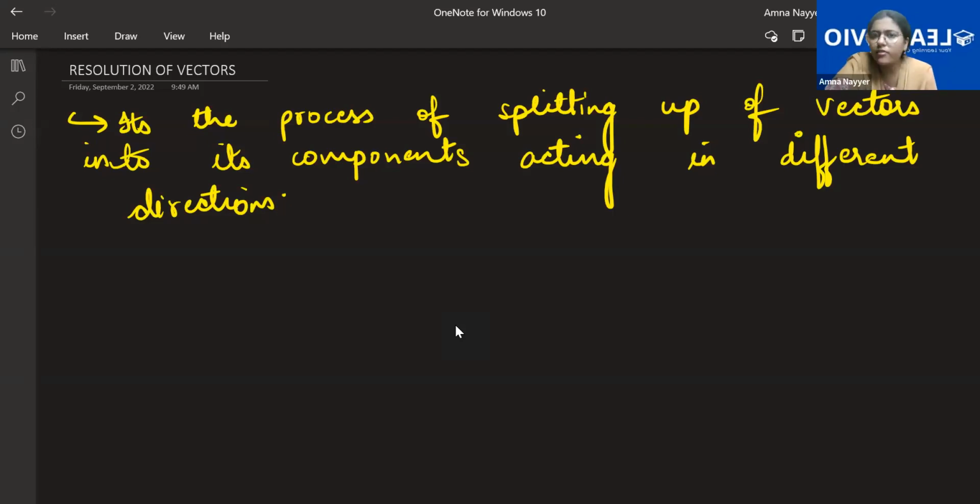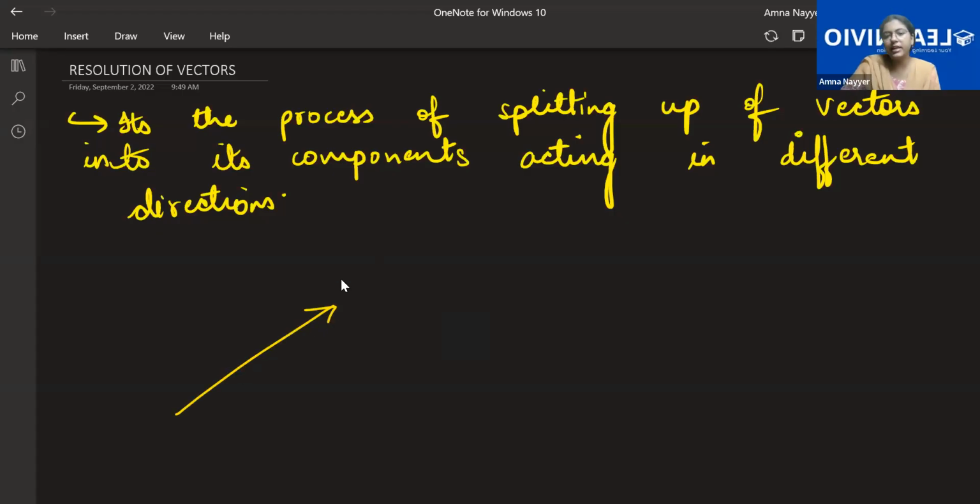Why do we need to resolve vectors? Resolution, from the term resolution, means to resolve. So your main vector is there. You are splitting it into its various components. That is what is meant by resolution of vectors.